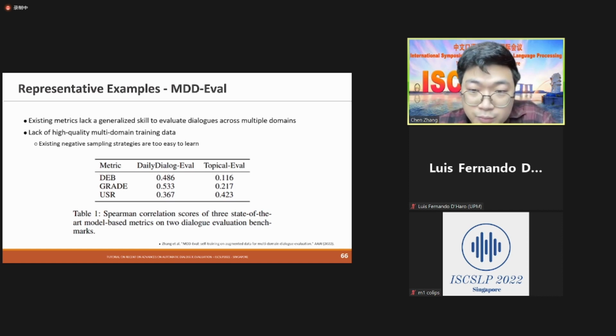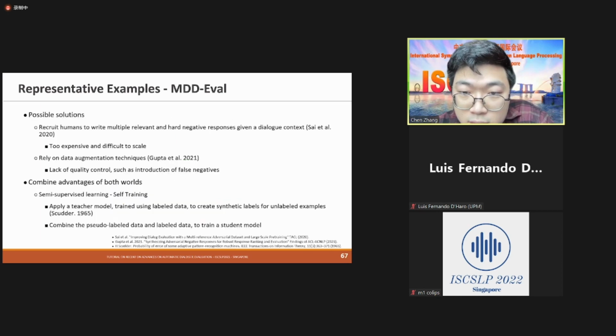There are two possible solutions. One is we can recruit humans to write multiple relevant and hard negative responses given a dialogue context. And this dialogue context can come from different domains like personal chat or daily dialogue. But this method of collecting large-scale multi-domain training data is very expensive and difficult to scale.